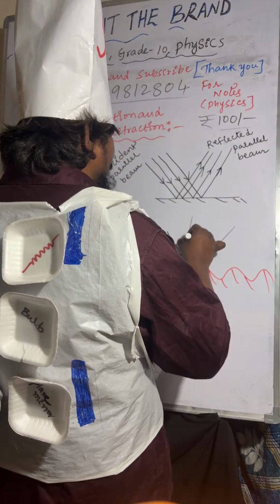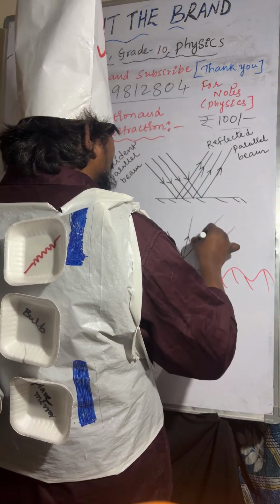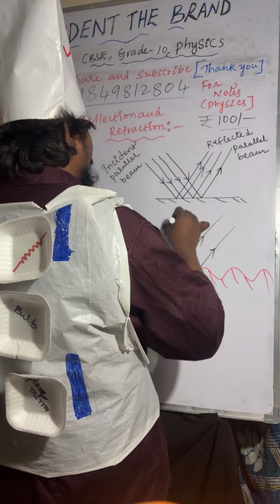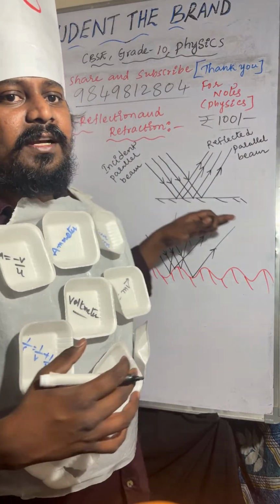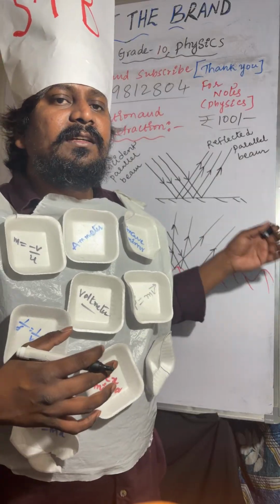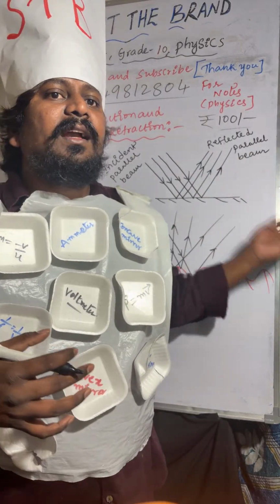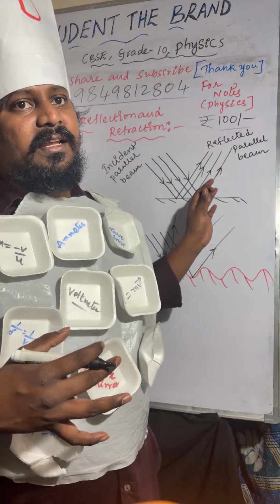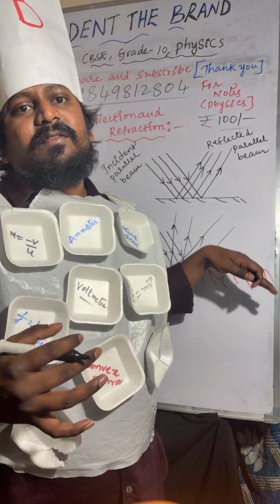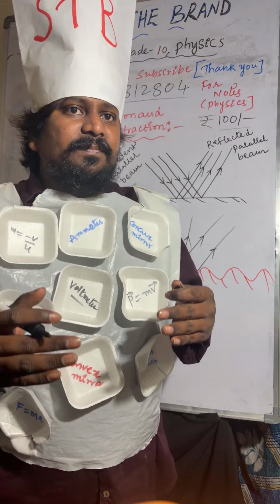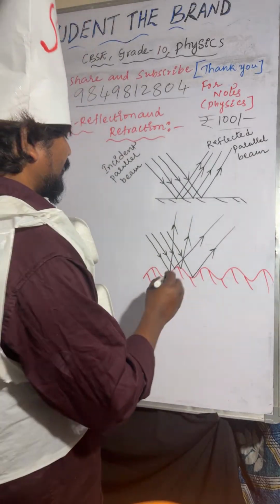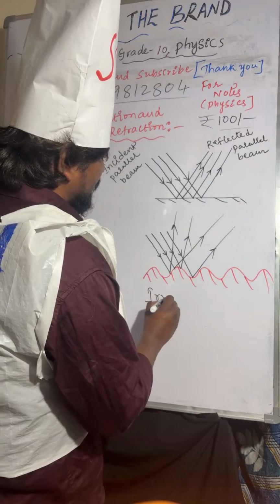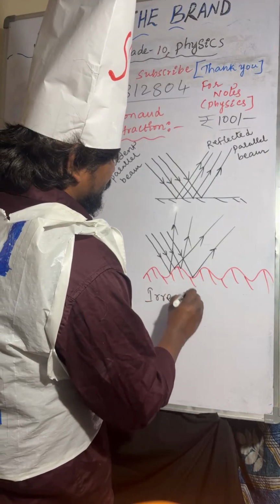So these light rays will be moving in different directions. You can observe incident light rays are parallel, but reflected light rays are not parallel to each other, so those light rays are moving in different directions. This type of reflection is called irregular reflection. Irregular reflection takes place on a rough surface.